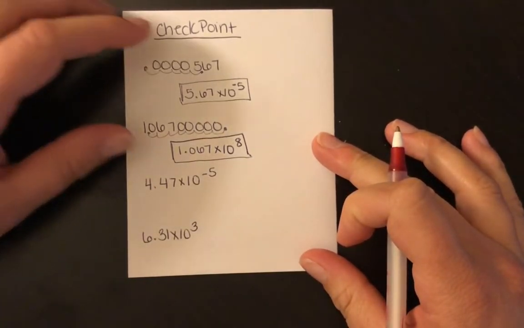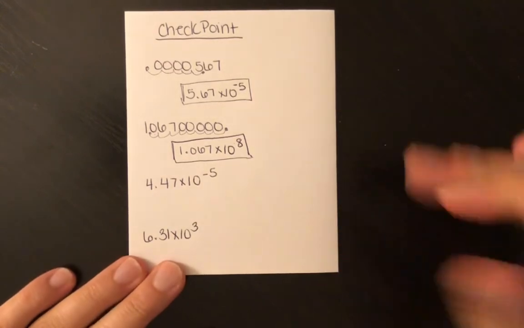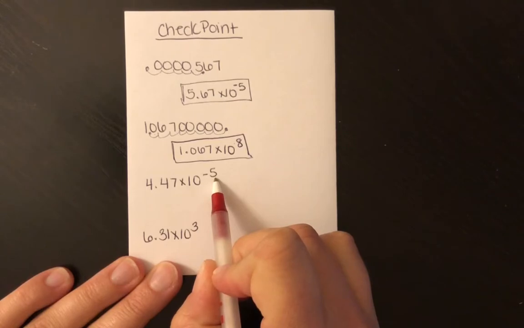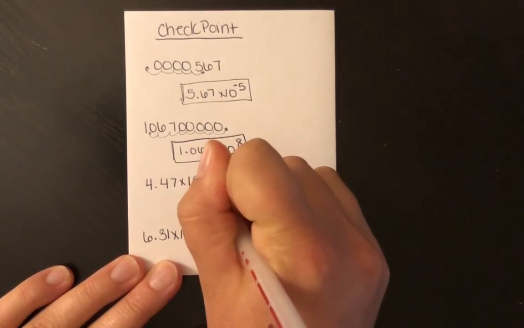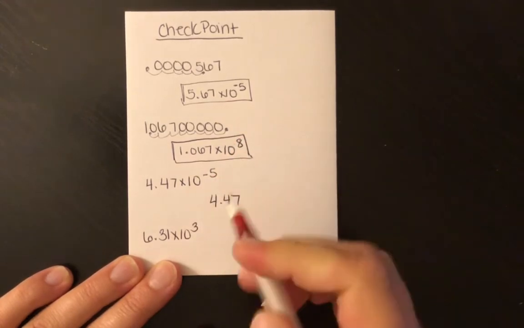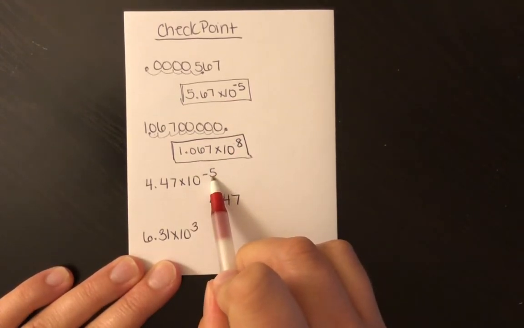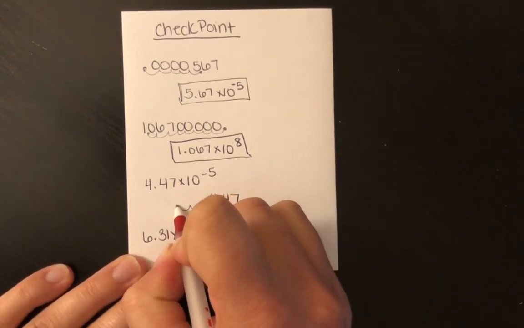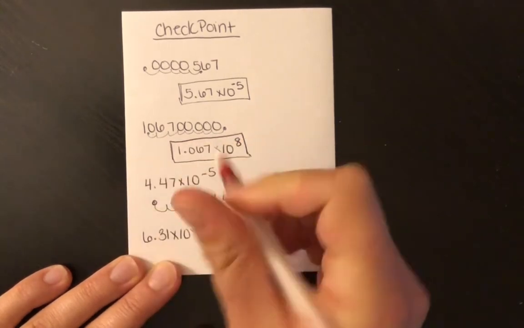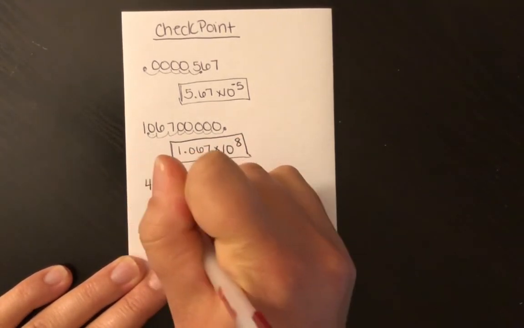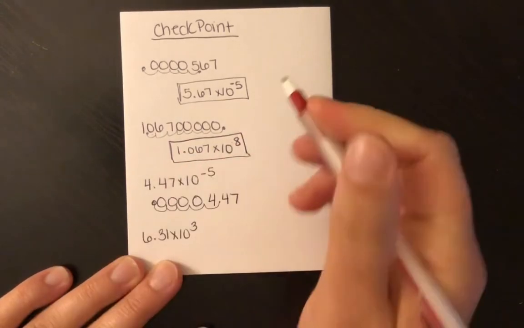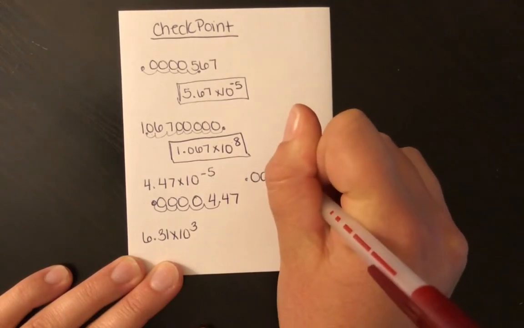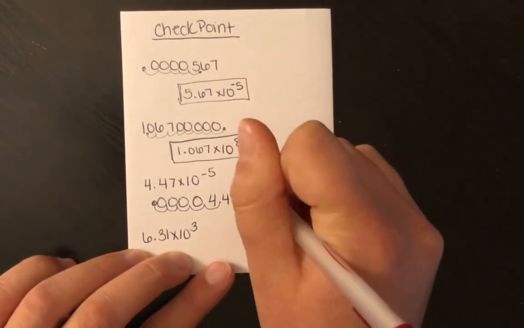Final 2 checkpoint questions: we have to turn these into standard notation. I have a negative exponent, which tells me I need to move my decimal to the left. I'll give myself some room to work, 4.47. I'm moving it to the left, making it a small number, 5 times. 1, 2, 3, 4, 5. In all of those spaces, I add 0 placeholders. So my answer is 0.0000447.